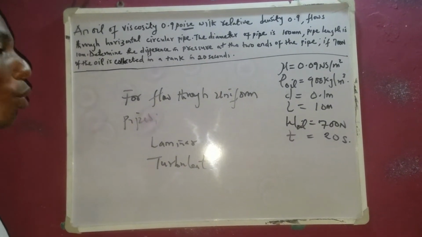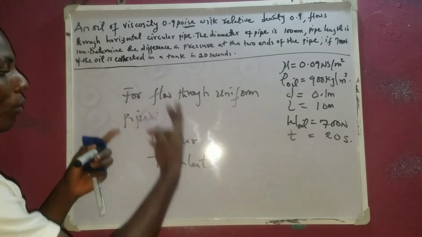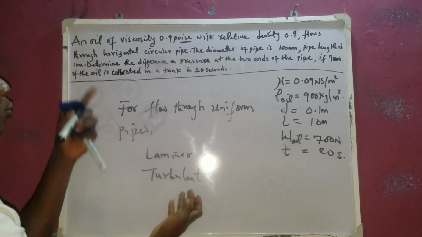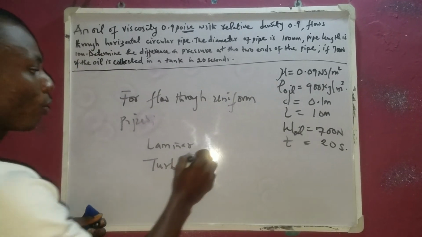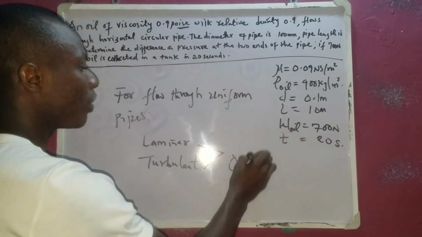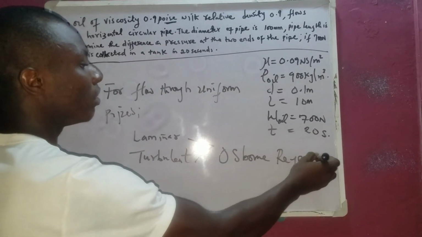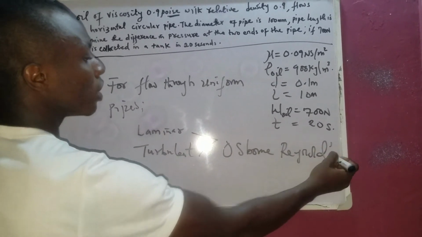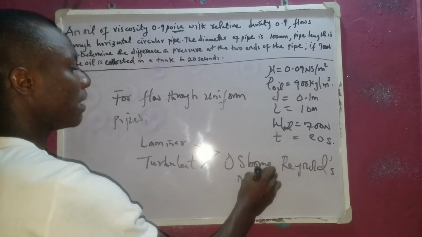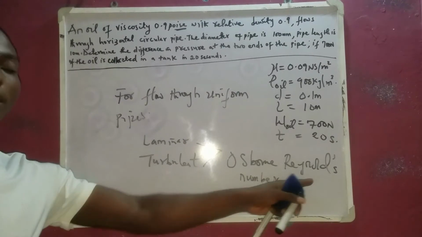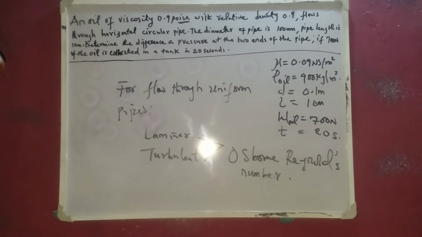So for us to know if this flow is laminar through this circular horizontal pipe or turbulent through this circular horizontal pipe, we use the Osborne-Reynolds number to determine. Of course, this is part of our non-dimensional numbers. And so we use this number to determine. Now, how do we use this number?